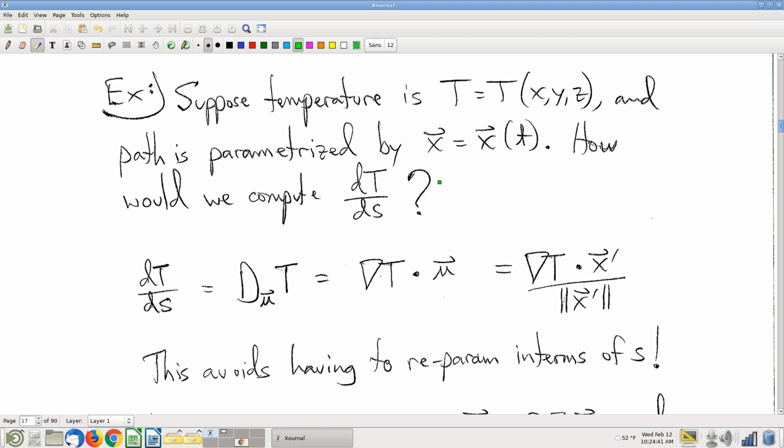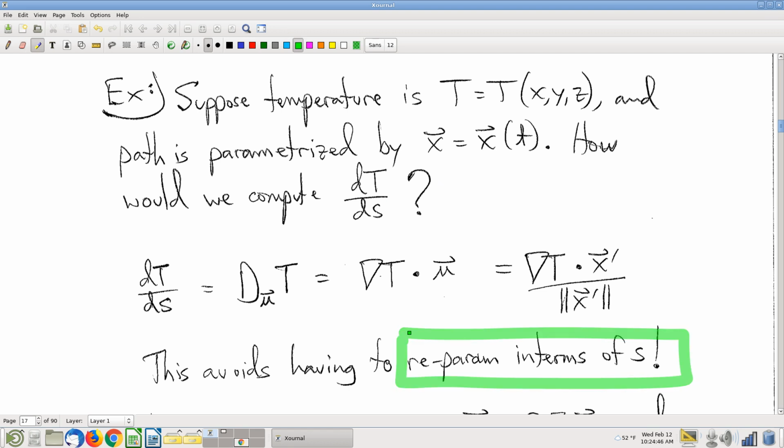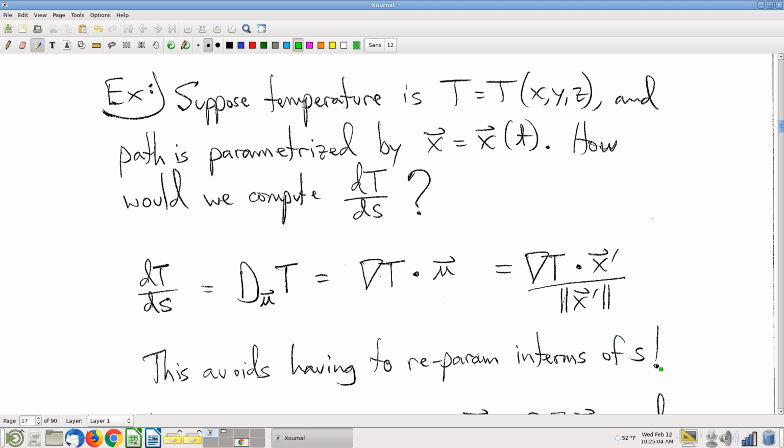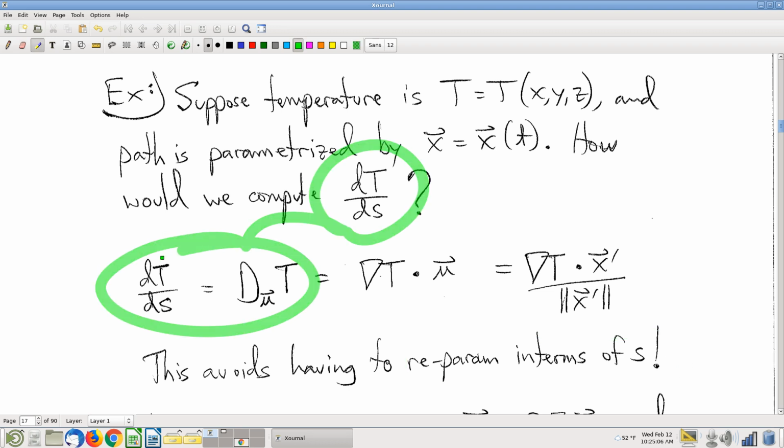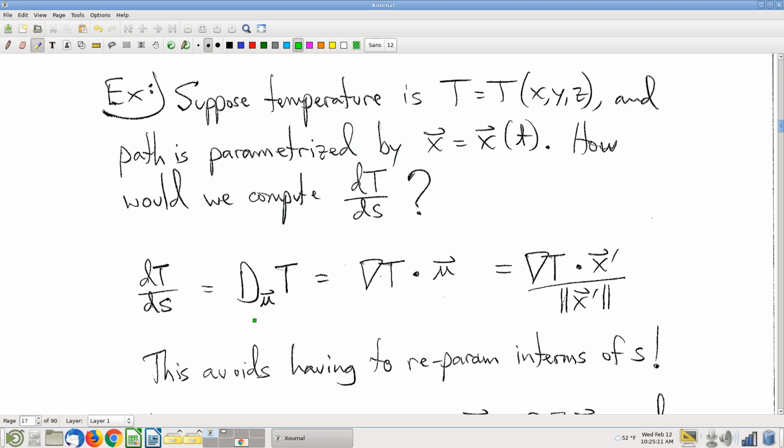Okay. So one thing you could do is reparameterize that curve in terms of distance. The book actually shows you how to do this in section 12.6. It's not that big of a deal, but there's a component of tedium to it, and it's good to be avoided if we can, and good news, we can. If we want to compute dT/ds, all we have to do is compute the directional derivative. Namely, find a unit vector pointing in the direction that we want to go.